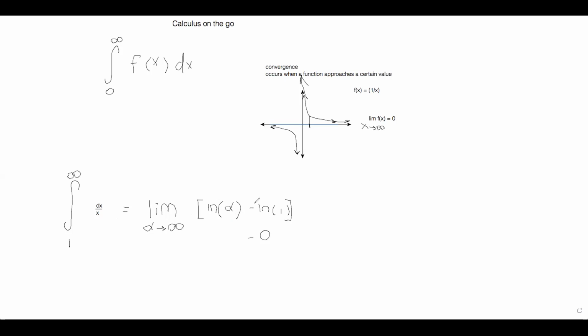So this one doesn't work because as alpha gets larger and larger and larger, natural log of x also gets larger and larger and larger. So this tends to infinity. And of course, infinity is not a finite value. We can't have something evaluating to infinity. So this one doesn't work.